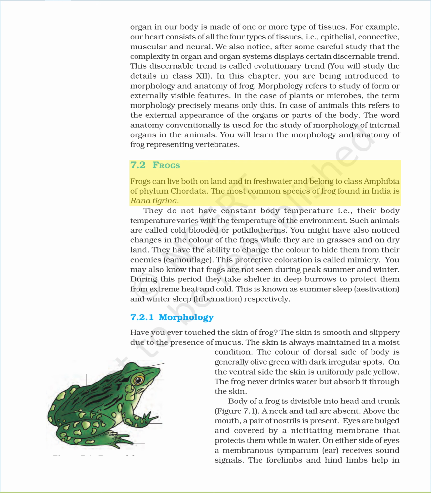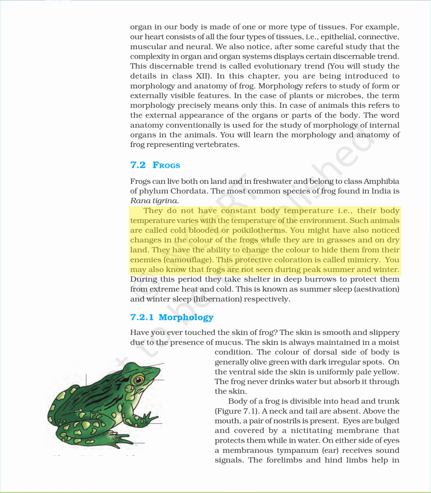7.2 Frogs can live both on land and in freshwater and belong to class Amphibia of phylum Chordata. The most common species of frog found in India is Rana tigrina. They do not have constant body temperature, i.e., their body temperature varies with the temperature of the environment. Such animals are called cold-blooded or poikilotherms.